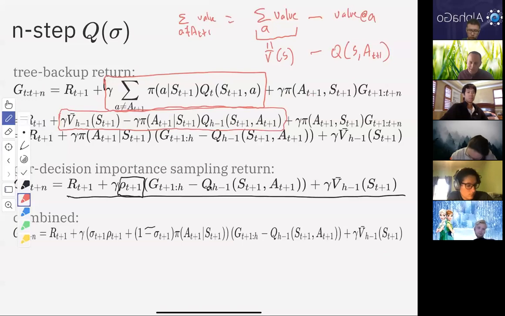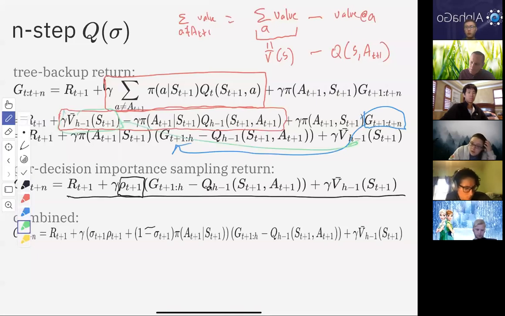And this is minus Q of S and the actual action that was taken. And then we just move these around a little bit, right? So we've basically got this guy moved into here, and we've pulled out this guy over here. But what we can see is that these two definitions of the return are fairly similar.